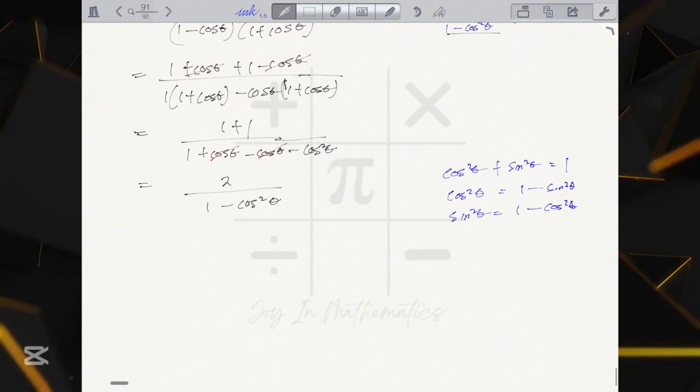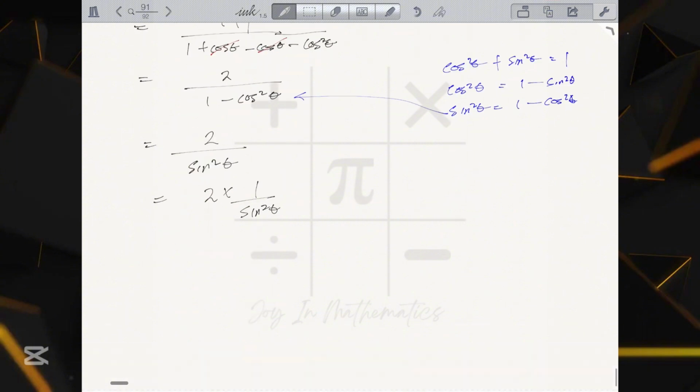So moving on, we have 1 minus cos squared theta, which is equal to sine squared theta. So we'll make our substitution of sine squared theta, and this will result in 2 divided by sine squared theta. So 2 divided by sine squared theta is 2 multiplied by 1 over sine squared theta, and this will result in 2 multiplied by 1 over sine theta all squared.